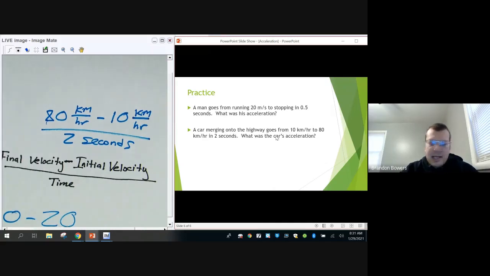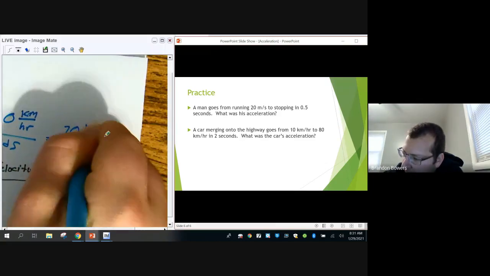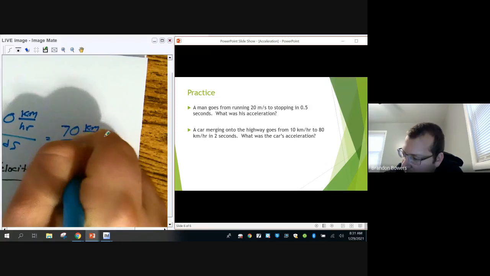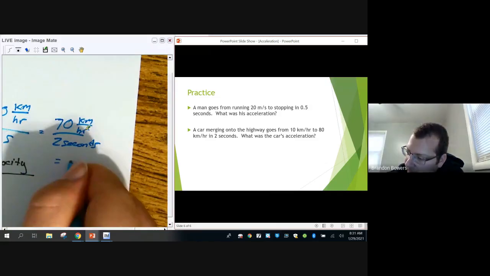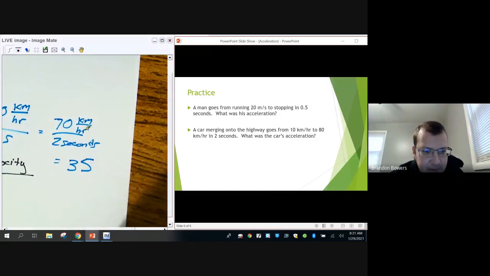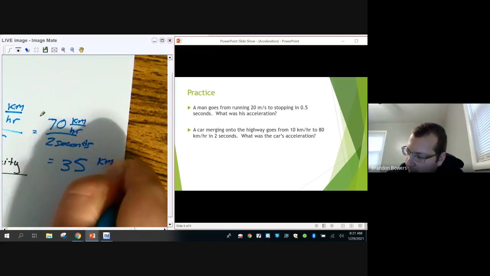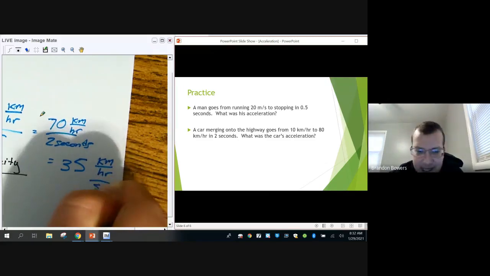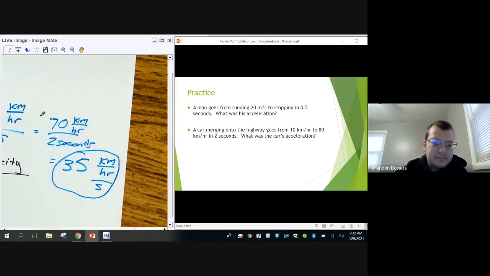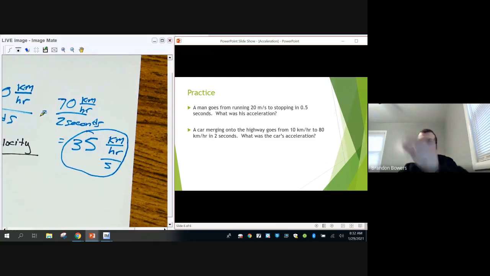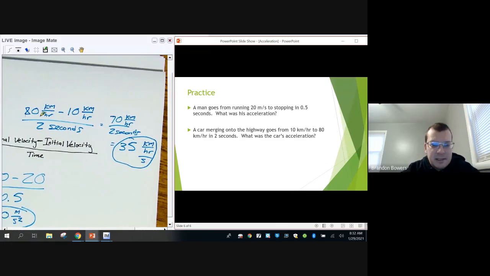Okay. So 80 minus 10 is 70 kilometers per hour over 2 seconds. 70 divided by 2 is 35. Now, my unit, well, I have kilometers per hour divided by seconds. So that's a tricky one. That's my unit right there. And that's how you solve acceleration. Final velocity minus initial velocity over time.